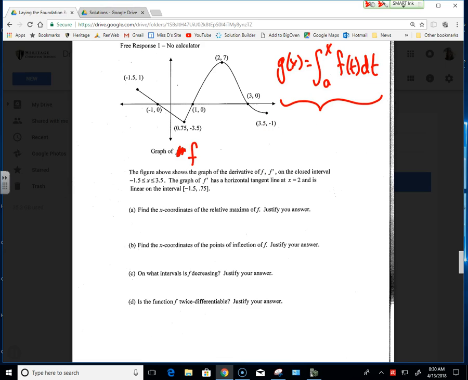This is f. I apologize. To think about g, I apologize, they'd be asking about g in all of these. To think about g, you'd have to think about the areas under this guy.